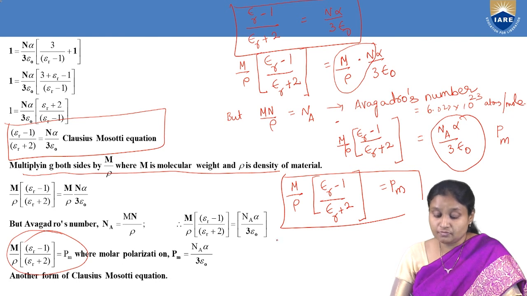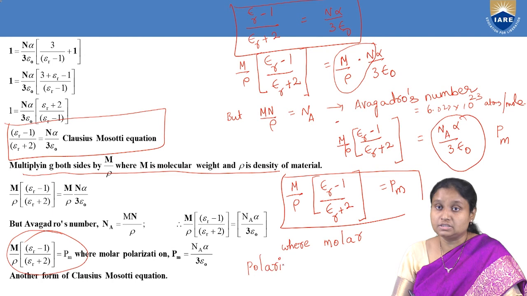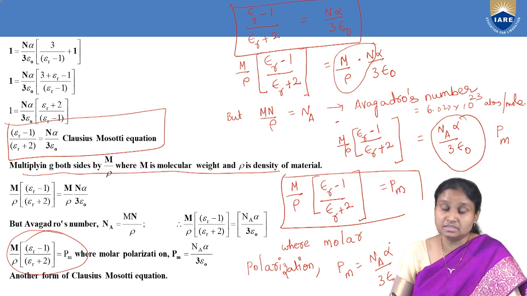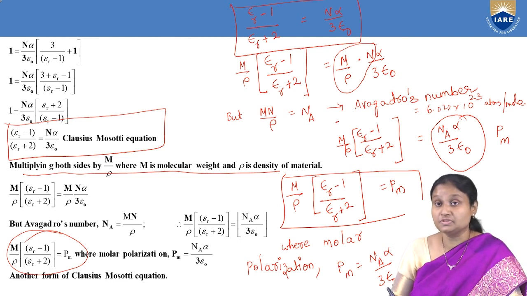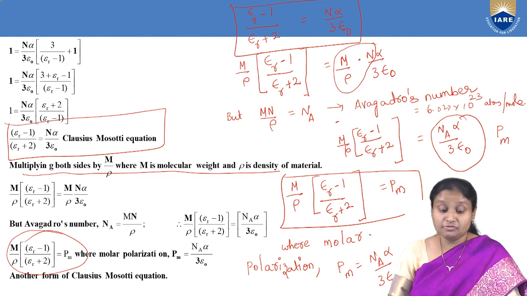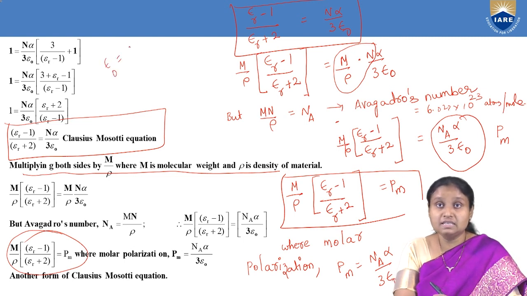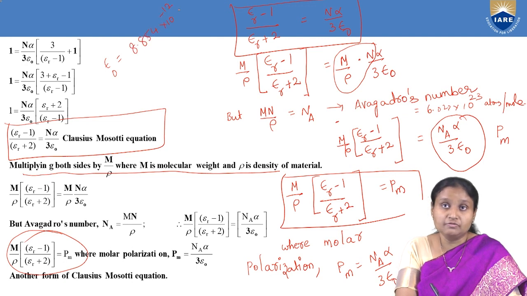And if you look at this form, what is our Pm? Pm is called molar polarization. And how is this molar polarization given? It is given as Na alpha by 3 epsilon naught, where Na is Avogadro's number, alpha is polarizability, and epsilon naught is the permittivity of free space. And what is the value of the permittivity of free space? It is taken as 8.854 into 10 to the power of minus 12 farad per meter.